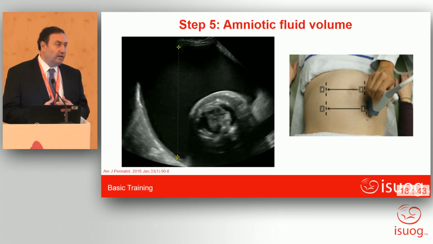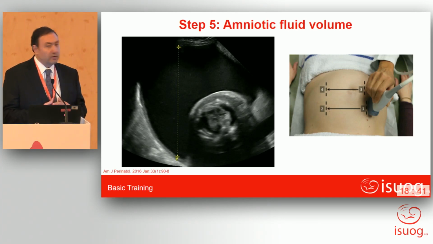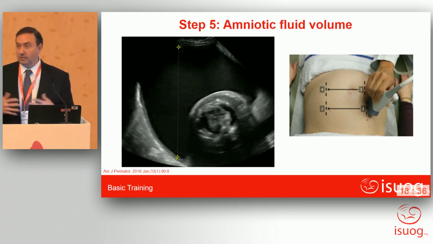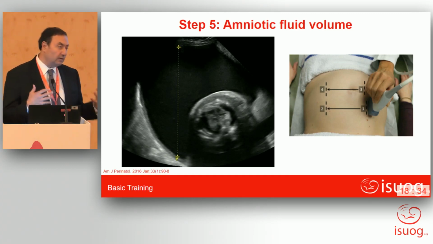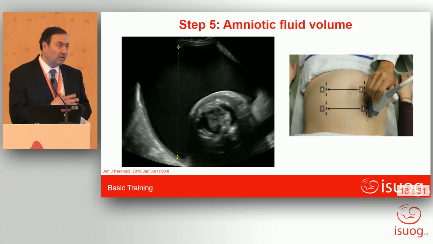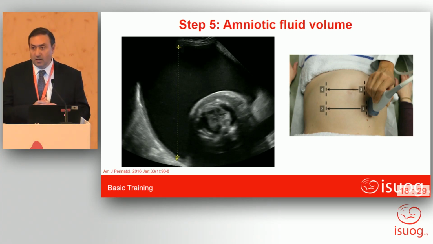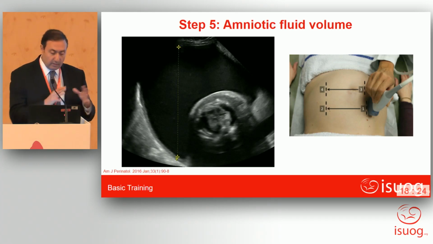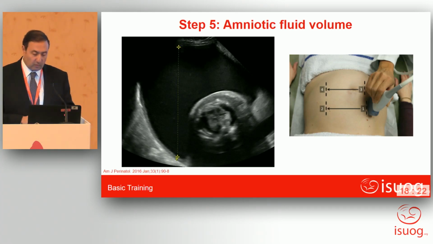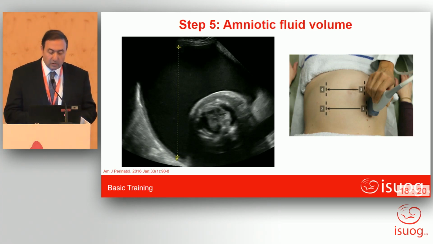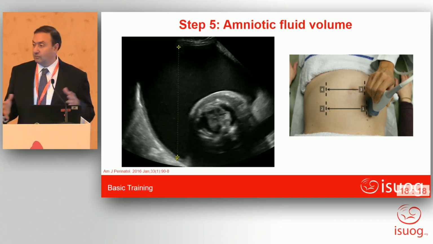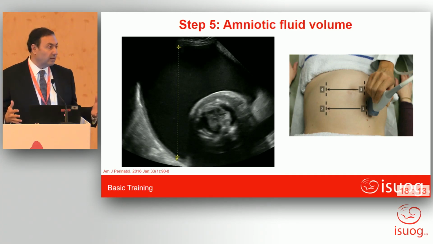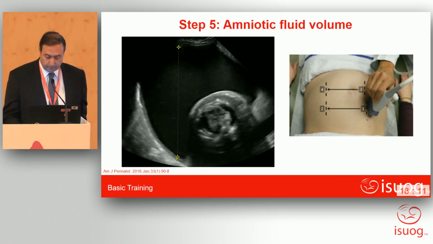Most places nowadays just find the maximum vertical pocket, so find the pocket that had the most fluid and measure that one. That has been more indicative of, at least on the side of oligohydramnios, more specific, avoids you from doing unnecessary interventions, if you use the maximum vertical pocket versus amniotic fluid index. Keep in mind that to get to the maximum vertical pocket, you have to scan the uterus in its 4 quadrants. So you're doing the amniotic fluid index evaluation anyways.